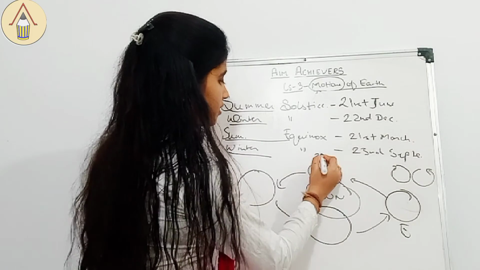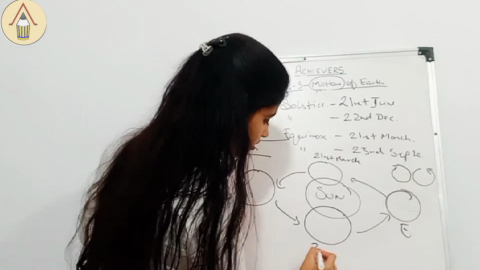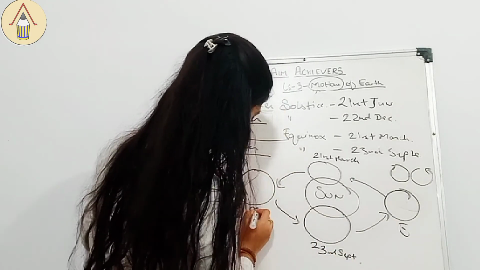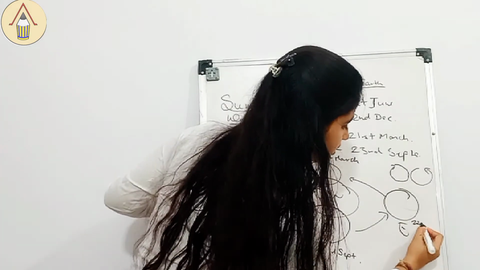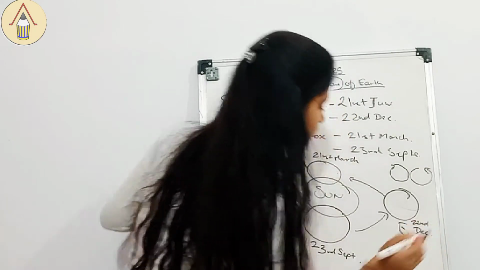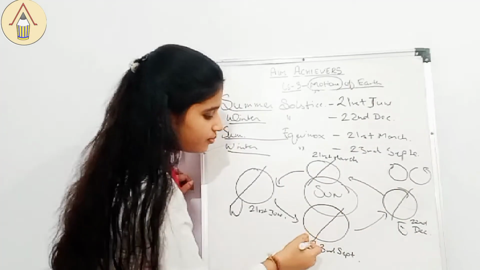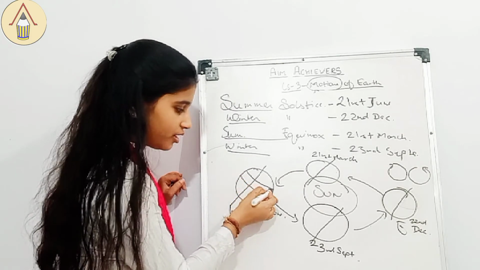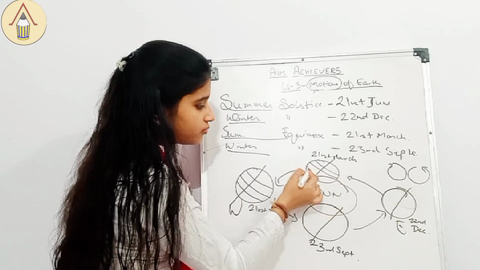Now, here we can see it is 21st of March. Here it is 23rd of September. Here it is 21st of June. And here it is 22nd December. Now, our Earth always points towards the North Pole star. So we will draw our axis pole star. Now our equator. This is Tropic of Cancer. I hope you all remember. And this is Tropic of Capricorn. Same in all.